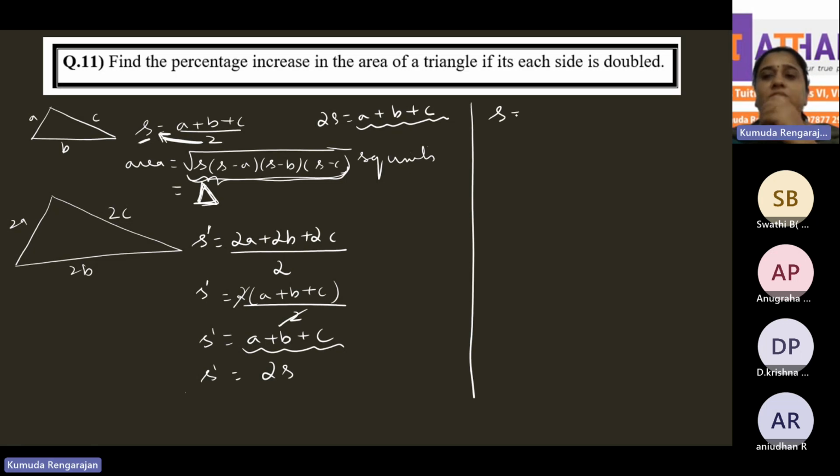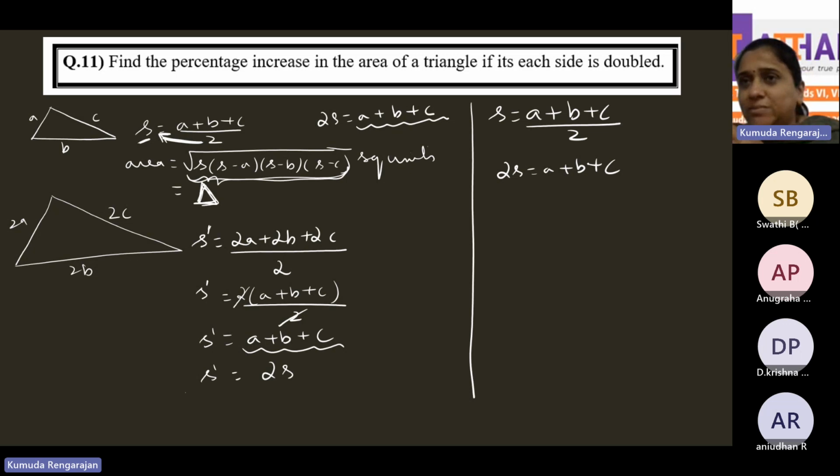So what's the semi-perimeter of the original triangle? We are coming again from the beginning: a plus b plus c by 2. When you cross multiply this, you get 2s is equal to a plus b plus c. So somewhere later, if you get a plus b plus c, you can replace that with 2s. Now, what's the area of the original triangle?